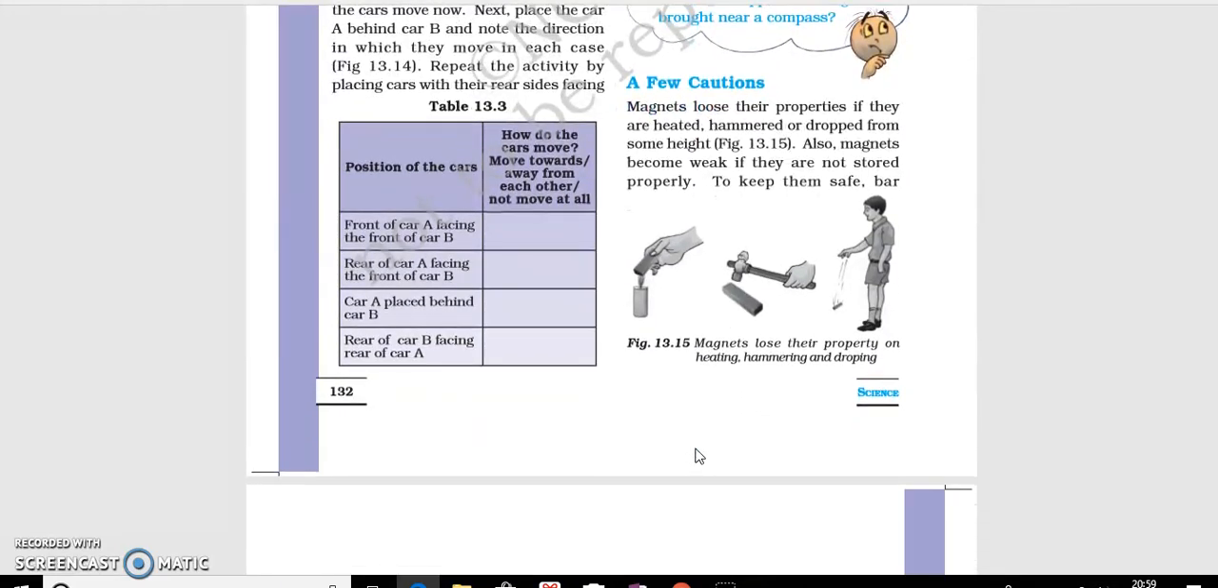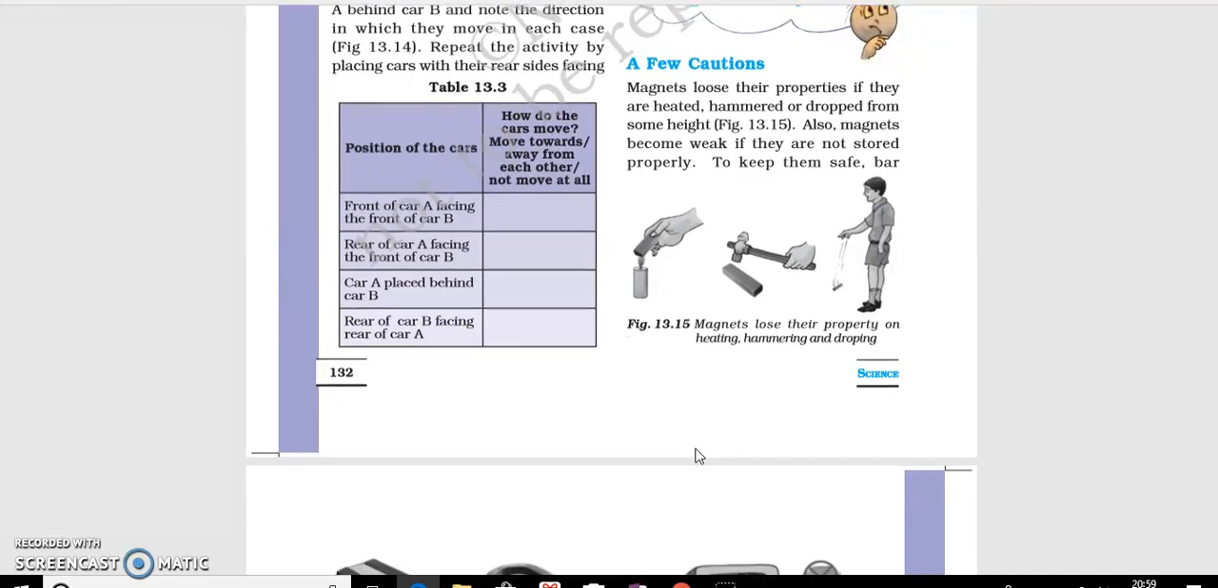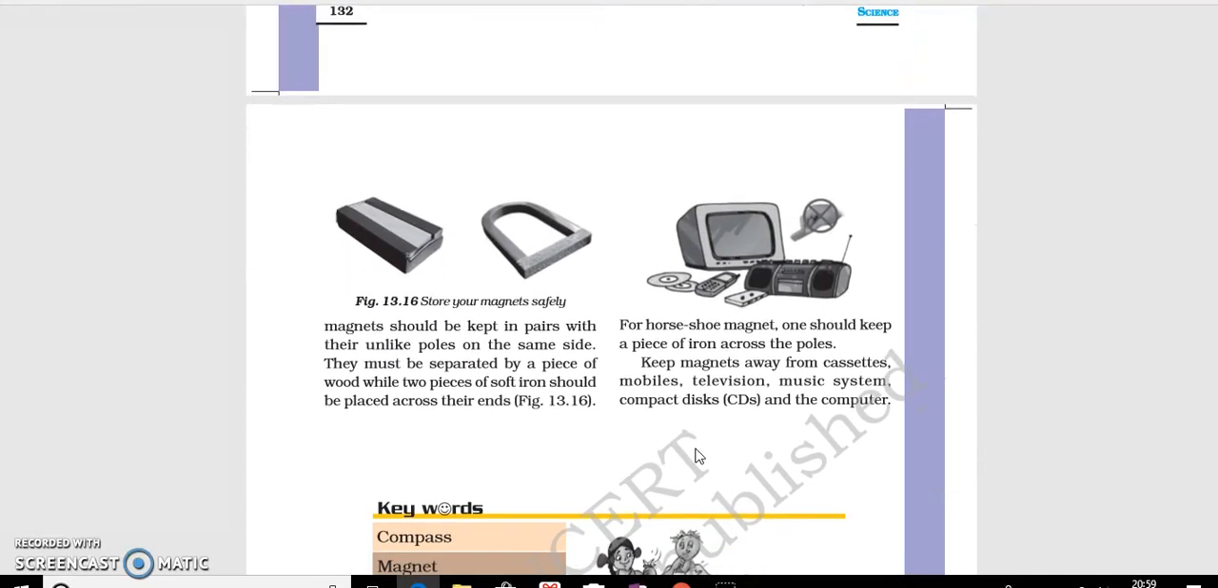Now, a few cautions. Magnets lose their properties if they are heated, hammered, or dropped from a height. Also, magnets become weak if they're not stored properly. So, to keep them safe, bar magnets should be kept in pairs with their unlike poles on the same side. They must be separated by a piece of wood, while two pieces of soft iron should be placed across their ends. For a horseshoe magnet, one should keep a piece of iron across the poles, and we should always keep magnets away from cassettes, mobiles, television, music systems, CDs, and computers.